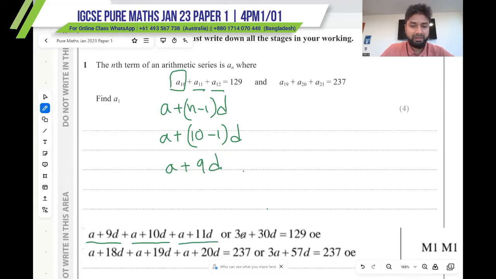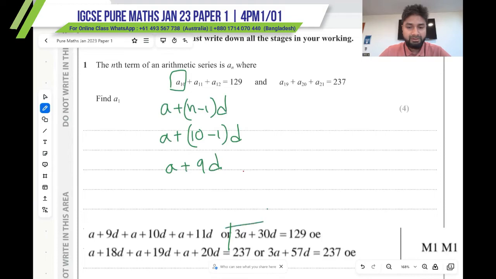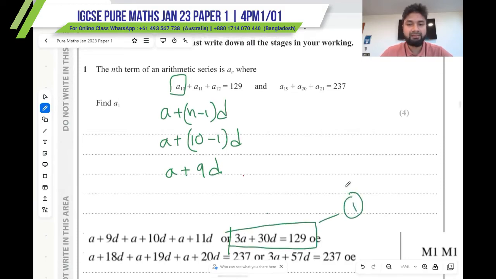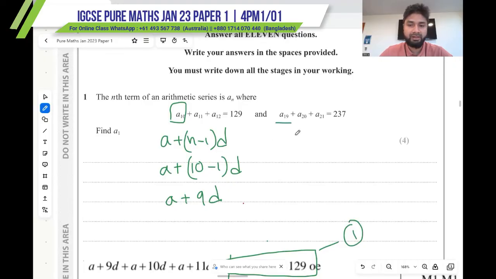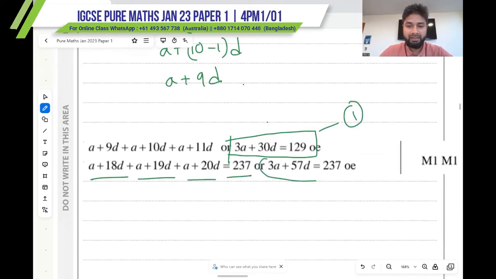If we simplify, we get 3a plus 30d equals 129 as stated in the question. So from here, we can find our first equation, which is this one. That's our equation 1. We can do the same thing to find our equation 2. a19 means a plus 18d and then a plus 19d and then a plus 20d equals 237. So from here we can again find our second equation.